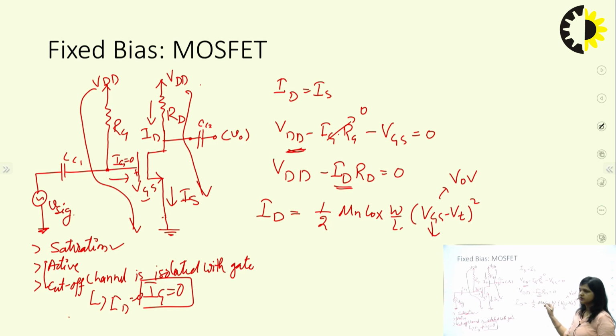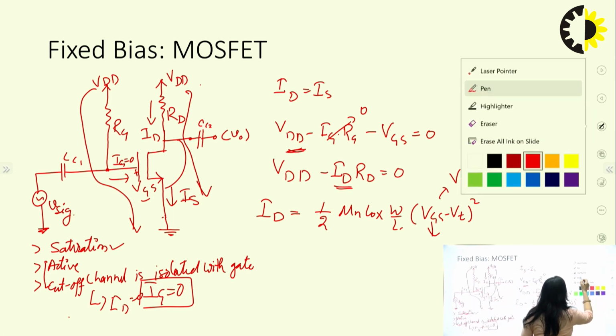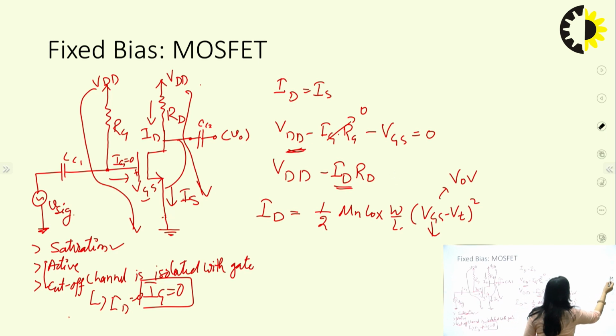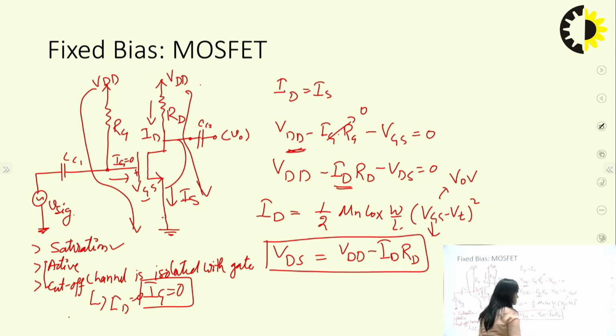With the help of ID you can calculate the value of VDS. Sorry, this equation will be like this: VDD minus IDRD minus VDS equals 0. So from here, VDS equals VDD minus IDRD. Once you fix the value of ID, your VDS is also fixed. This is how you can do the fixed biasing of the MOSFET.